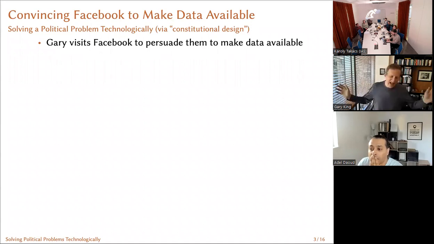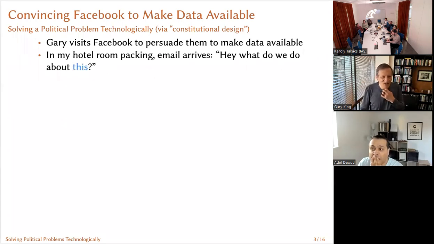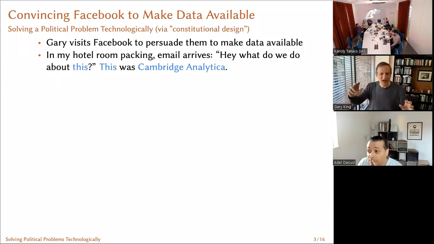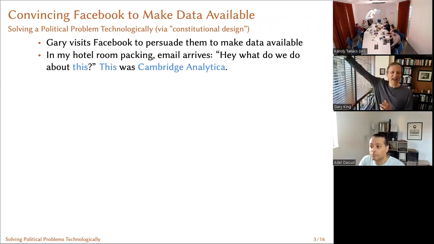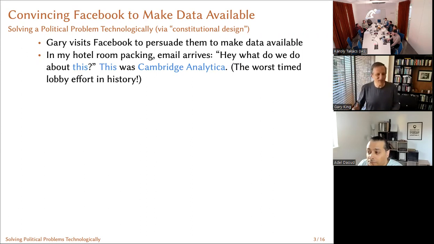make data available. I made lots and lots of trips over lots of years, and it wasn't very successful. On this particular trip, I was in my hotel room packing to go home, and I get an email from the people that I talked to at Facebook, and they say, "Hey, what do we do about this?" And this was Cambridge Analytica. Cambridge Analytica was this enormous privacy violation where it was an academic that had access to a vast amount of Facebook data and just handed it off to a private company. And so it was the academics that were violating privacy. So this was an example of the worst lobbying event in pretty much the history of the world. It was really crazy, right?